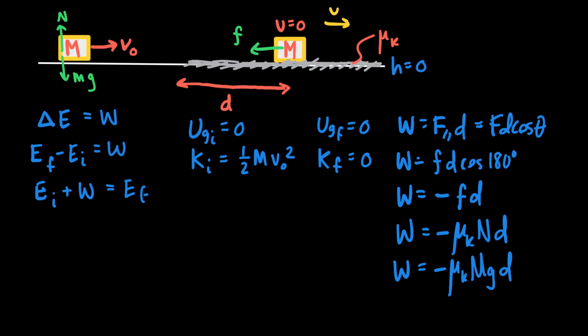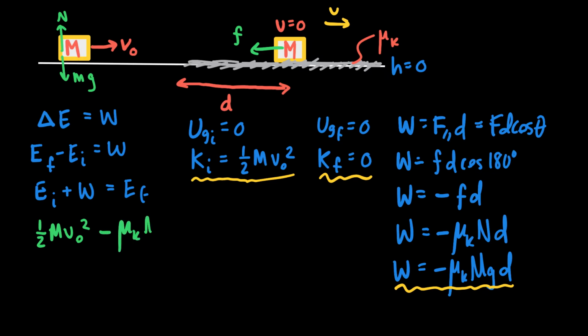Finally, we're going to take all these expressions that we have and plug them in. There are really only two components that go into my conservation of energy equation: the initial kinetic energy that the box has and the work that was done on the box, and the final energy is equal to 0. The initial energy is 1/2 mv0 squared. The work is minus mu k mg d, and the final energy is equal to 0.